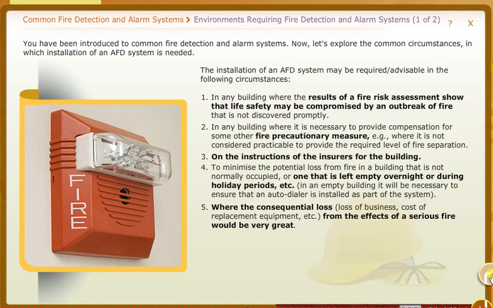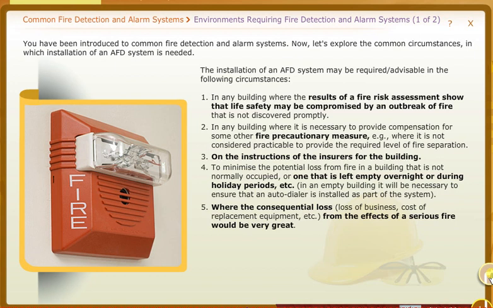You have been introduced to common fire detection and alarm systems. Now, let's explore the common circumstances in which installation of an AFD system is needed. The installation of an AFD system may be required or advisable in the following circumstances. In any building where the results of a fire risk assessment show that life safety may be compromised by an outbreak of fire that is not discovered promptly.